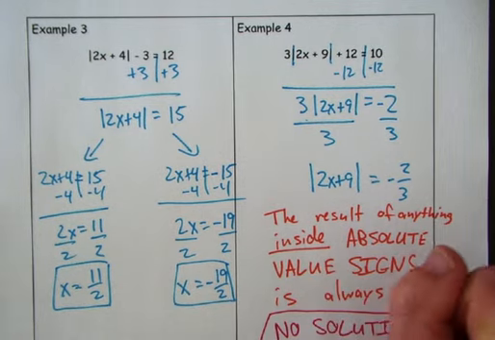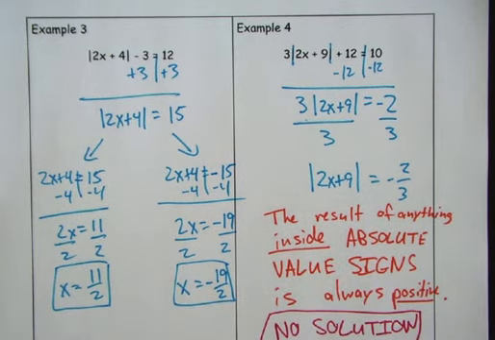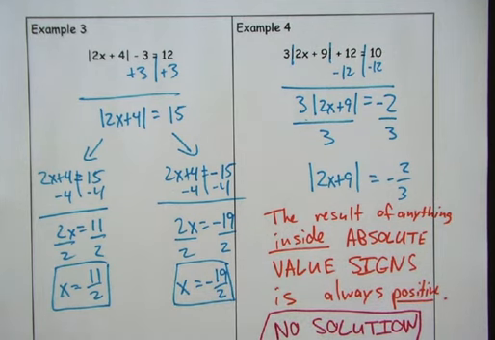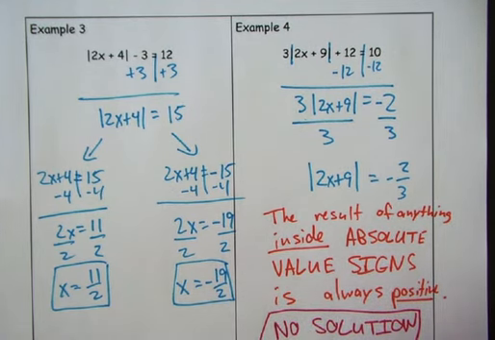No solution. So if you ever get absolute value of anything equals negative anything, this is no solution. I'm just going to put an x here, some number c. The absolute value of something can never be negative. All right, so that's all we need to know about absolute values.